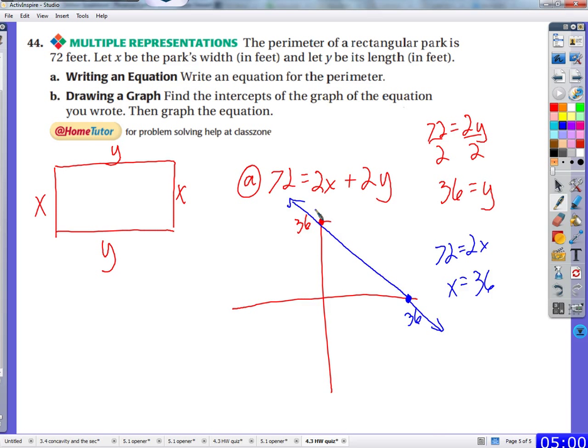What would this park look like if its length was 36? This is a rectangular park. What would this park look like if its length was 36? If this side were 36 and this side were 36. Well, they're always going to be the same. That's the way a rectangle works. This side is 36 and this side is 36, and we know that all the sides added together are 72.